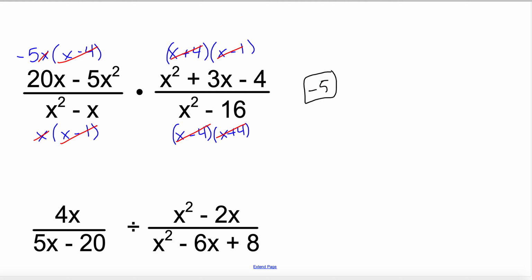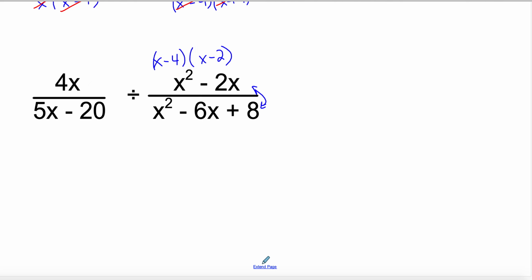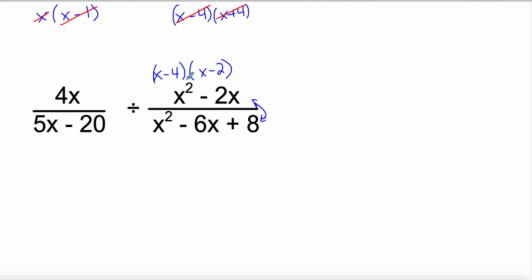And we'll do one more down here. Okay, so this is a division problem. So that means we're going to flip this one and then multiply. So I'm just going to draw this. This will be my flip. And I'm going to factor these two. So two numbers to multiply to 8 and add to 6. That's going to be a 4 and 2. So I'm putting that on the top. Remember, because I'm flipping that. Okay. And then the bottom, I'm going to factor this, put it on the bottom.